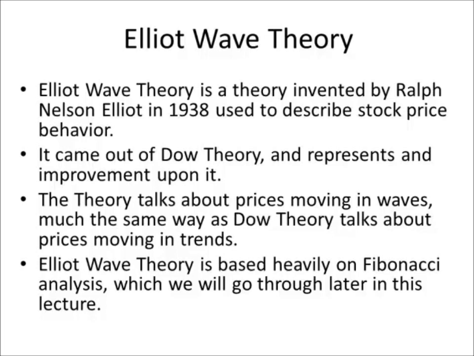The difference in Elliott wave theory is that we talk about waves. So we talk about prices moving in waves. Okay? So one movement upward would be a wave. The next movement downward would be another wave. So we talk about the pattern of waves that we are likely to see whenever we analyze stock prices. And it works in much the same way Dow theory talks about prices moving in trends.